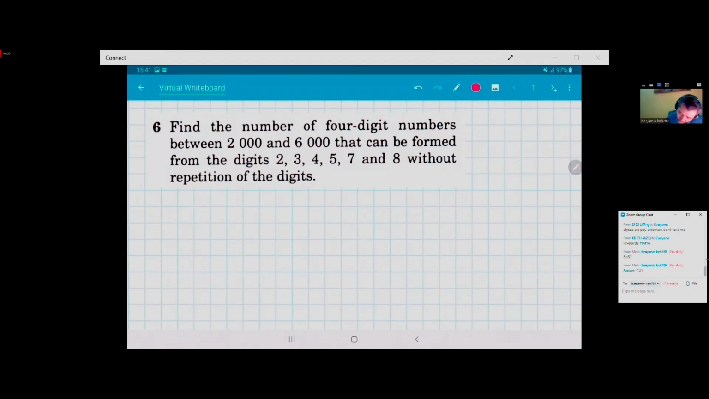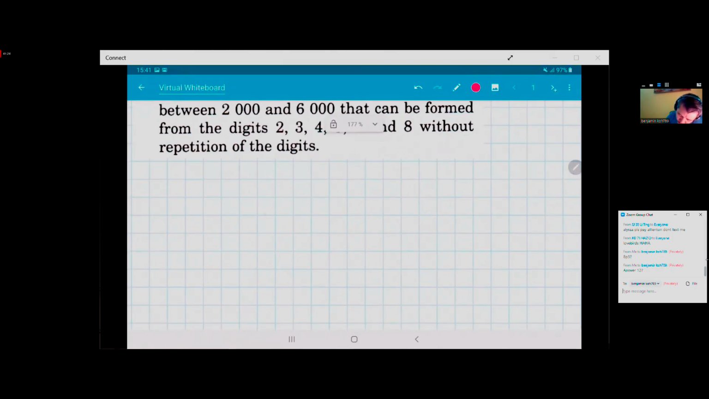So I know I must have 4 dash lines. 1, 2, 3, 4. Correct? 4 dash lines, because I'm talking about a 4-digit number. And the numbers given to you are only these numbers here: 2, 3, 4, 5, 7, and 8. So I've got 6 numbers. So do you understand or not? If I've got 6 numbers and 4 empty spaces, that means at any given time, there'll be 2 digits yang tak dipakai. Boleh faham tak?